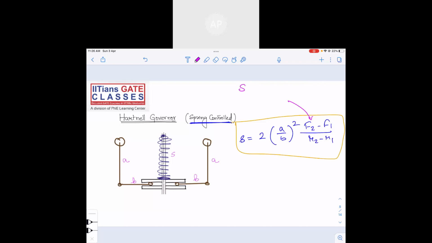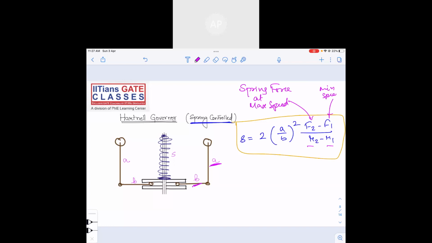simply saying spring force at maximum speed and minimum speed. A and B, you can see this is arm A, this is arm B. Generally in objective questions, A and B are given as equal. R1 and R2 are the radius of rotation of the fly ball, right? R2 is the radius of rotation at maximum speed, R1 is the radius of rotation at minimum speed.